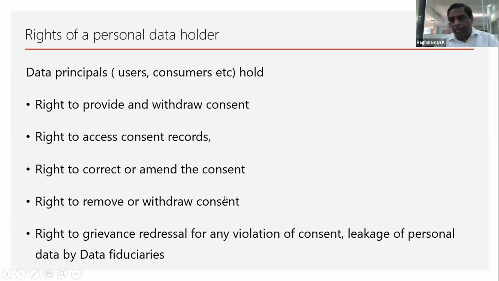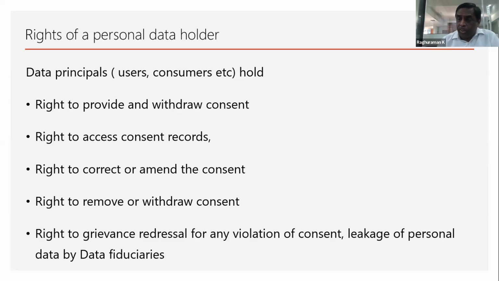Okay. And this is what I was mentioning about the rights of personal data holders. Everybody who is providing such data has the right to provide consent and withdraw the consent at any time. They have the right to access their consent records. I will talk about the impact of this law on IT companies and businesses in India subsequently, but broadly, this gives you a general idea about how this is going to impact your business.